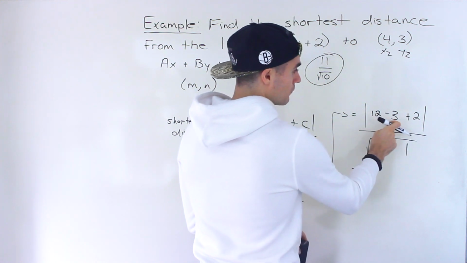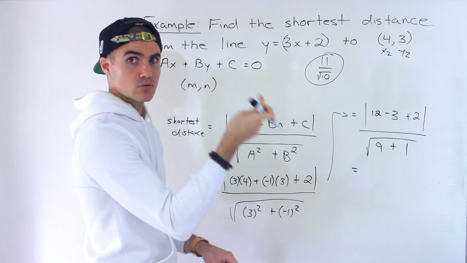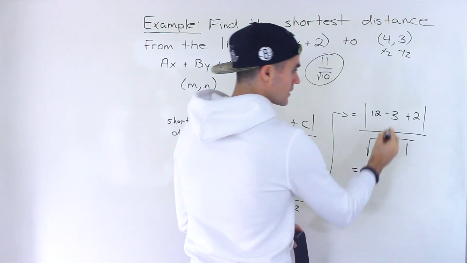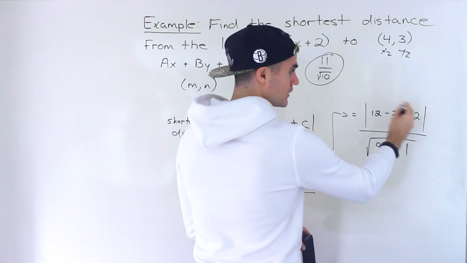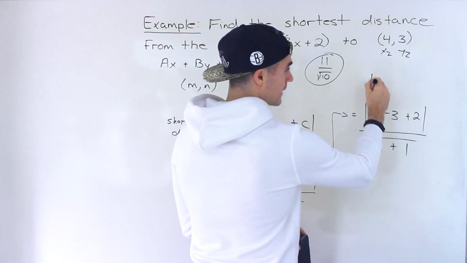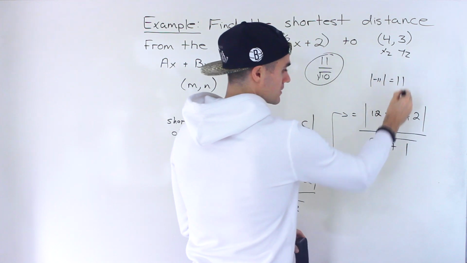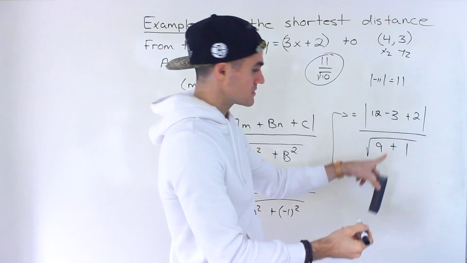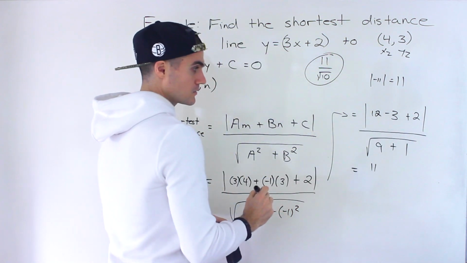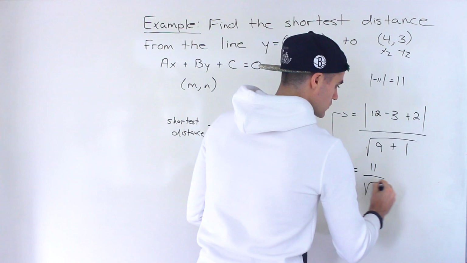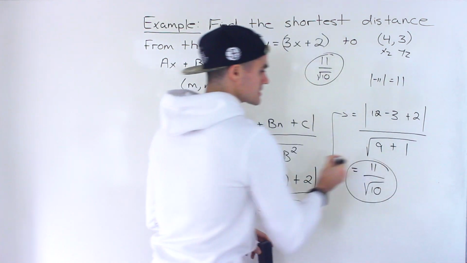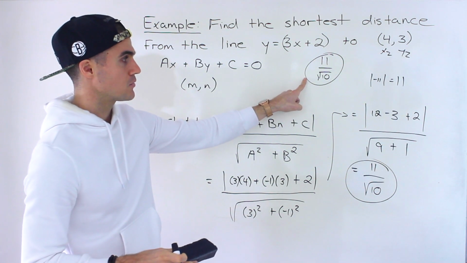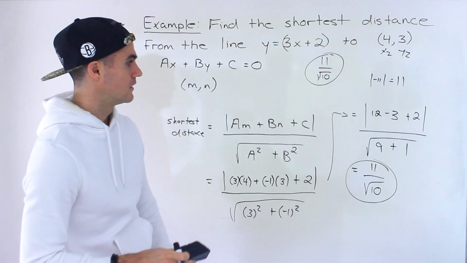And so we'd end up with 12 minus 3, which is 9, plus 2, which is 11. The absolute value of 11 is just 11. If we got a negative 11 here, then for the absolute value of negative 11, we would just put a positive 11 over here. But in this case, it was already positive. The absolute value of a positive is just that positive value, over the square root of 10. Notice how it's the exact same distance that we got when we did it the longer way.